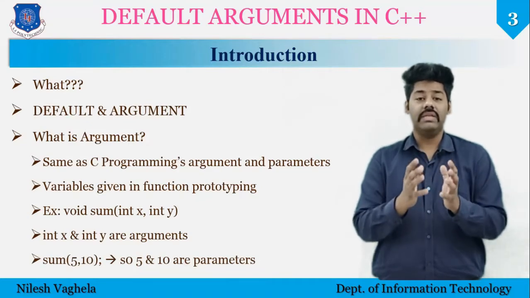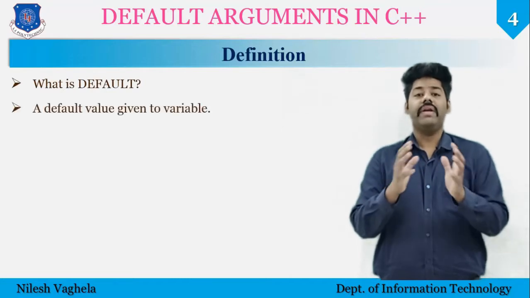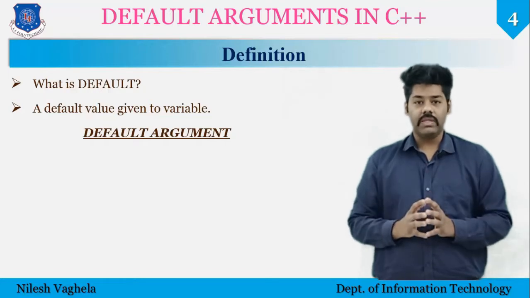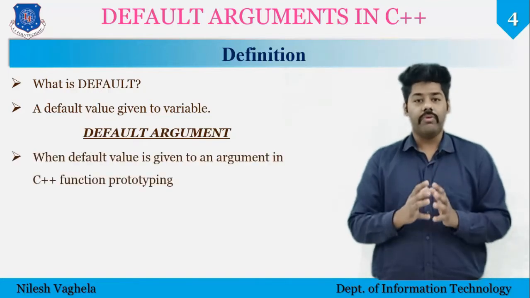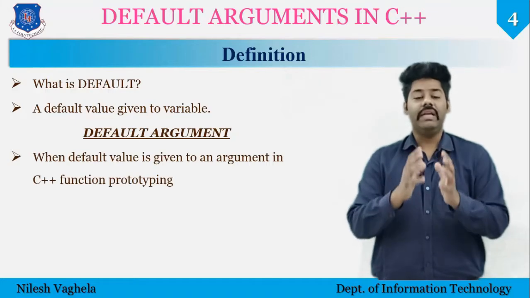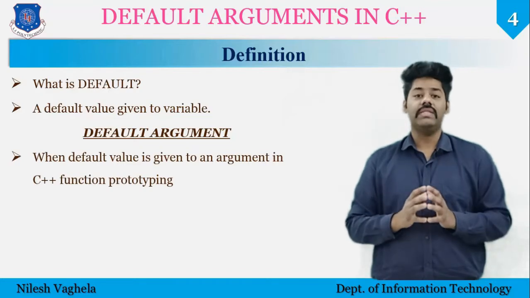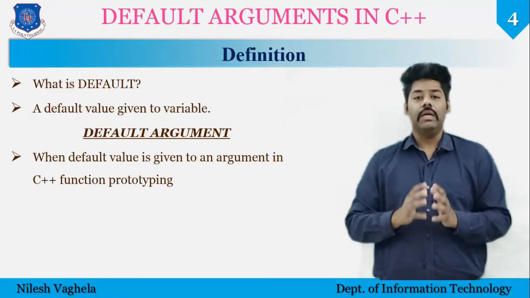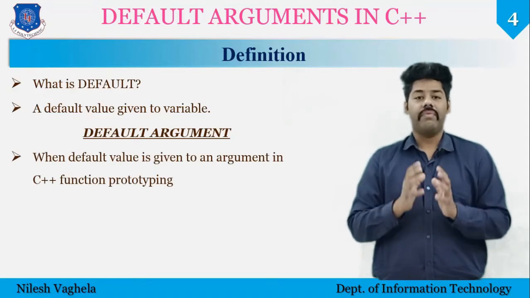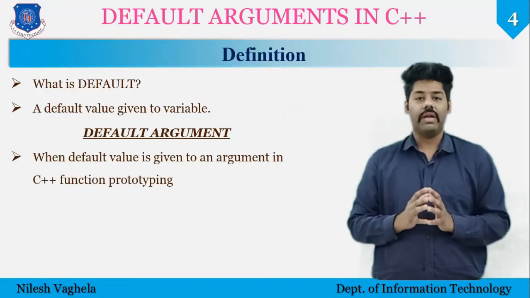So the concept of argument is clear. Now we will see what is default. Default is nothing but a default value. Hence, when we combine both these terms, default argument means, in C++, whenever we are doing function prototyping, in the simplest terms, whenever we are making functions, we give a default value to the arguments. That can be done in C++, which was not available in C. So that is known as a default argument, right? In function prototyping, whenever we give some default value to an argument, that is known as a default argument.